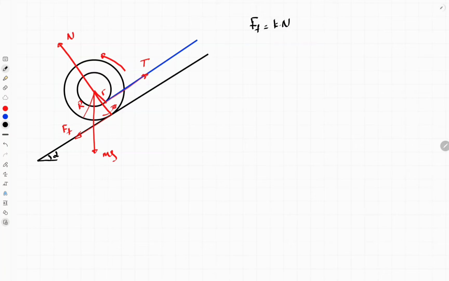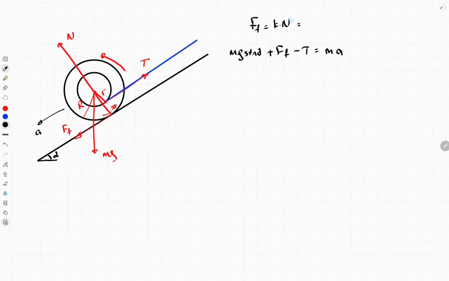Now let's apply Newton's second law for this cylinder. It will accelerate downward in this direction. Let's call it A. In this direction we have mg sine alpha. Also we have a friction force downward. Upward we have a tension. Minus should be equal to mass times acceleration. This is Newton's second law. Resultant force equal to ma.